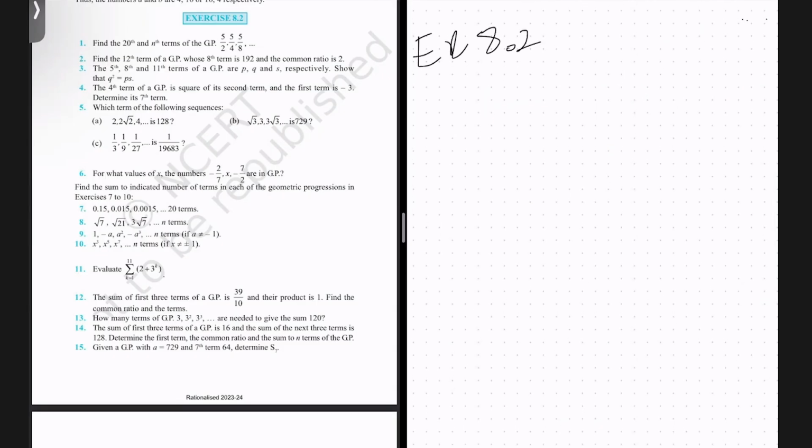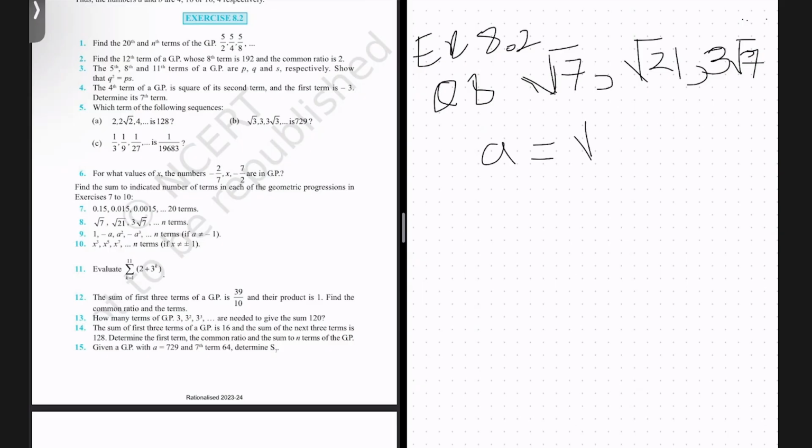In the 8th question, you have to find the sum to n terms in the geometric progression root 7, root 21, 3 root 7, and so on and so forth. So first, let us see what is going to be the first term of the GP. That is very obvious to us all. That is root 7.